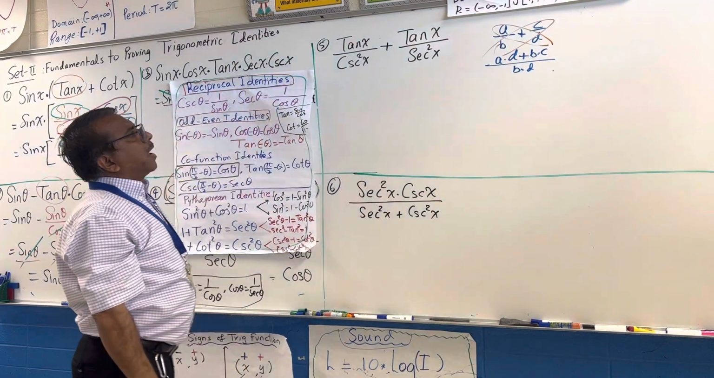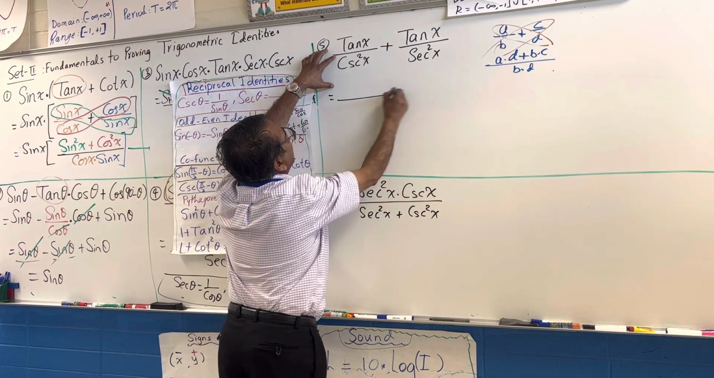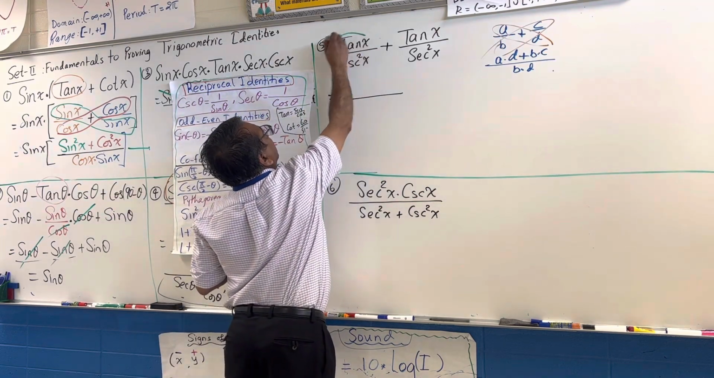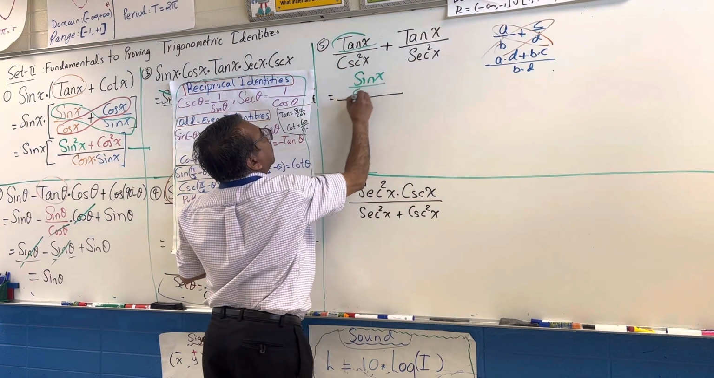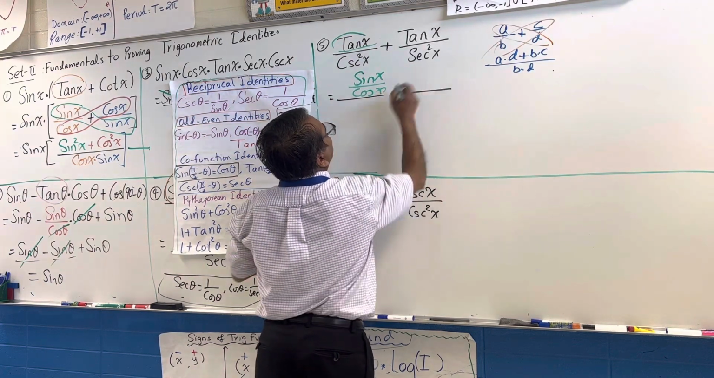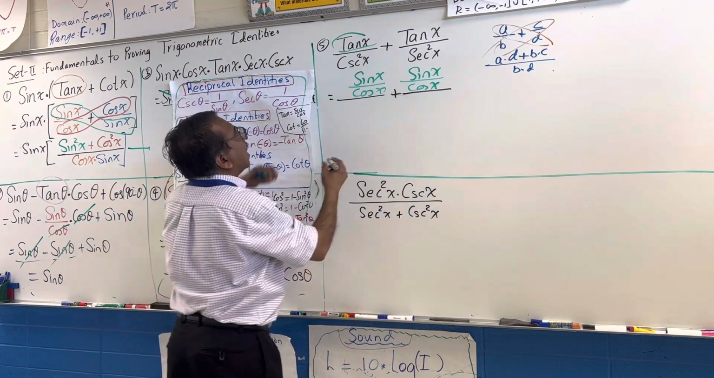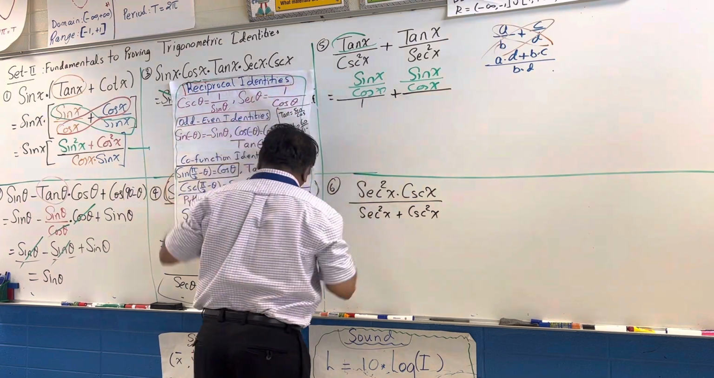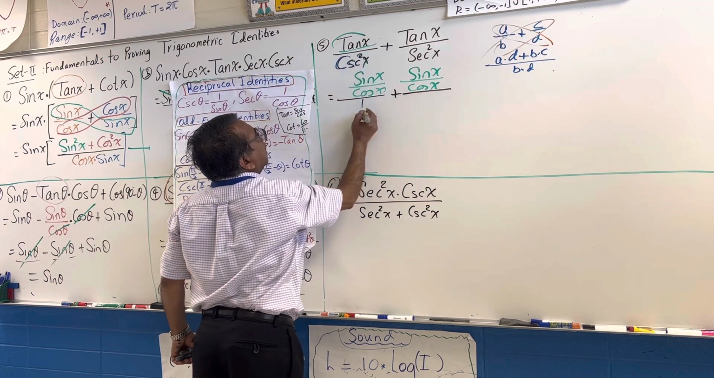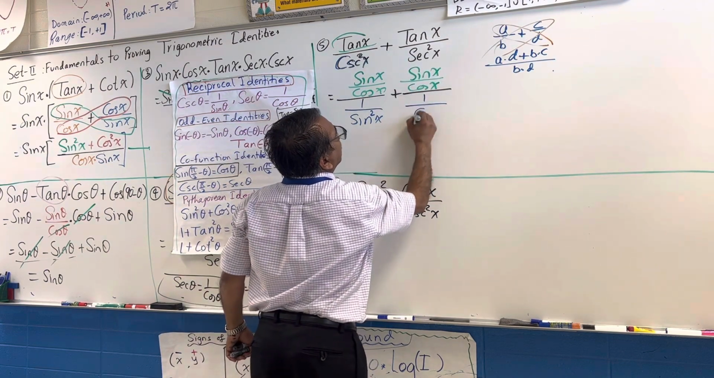Now, let's change each of these in terms of sine and cos. Let's replace tan: this tan we will write as sine x over cosine of x, same thing right here. And cosecant square, replace it by 1 over sine square using the reciprocal identity. So this I'm going to use blue color. That is 1 over sine square of x, and this will be 1 over cosine square of x.